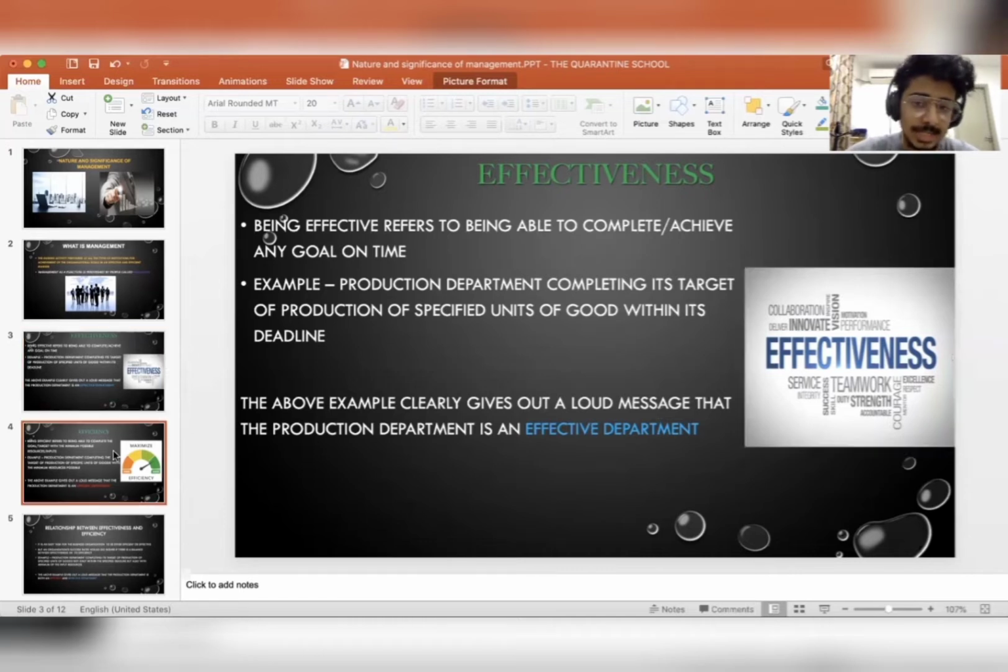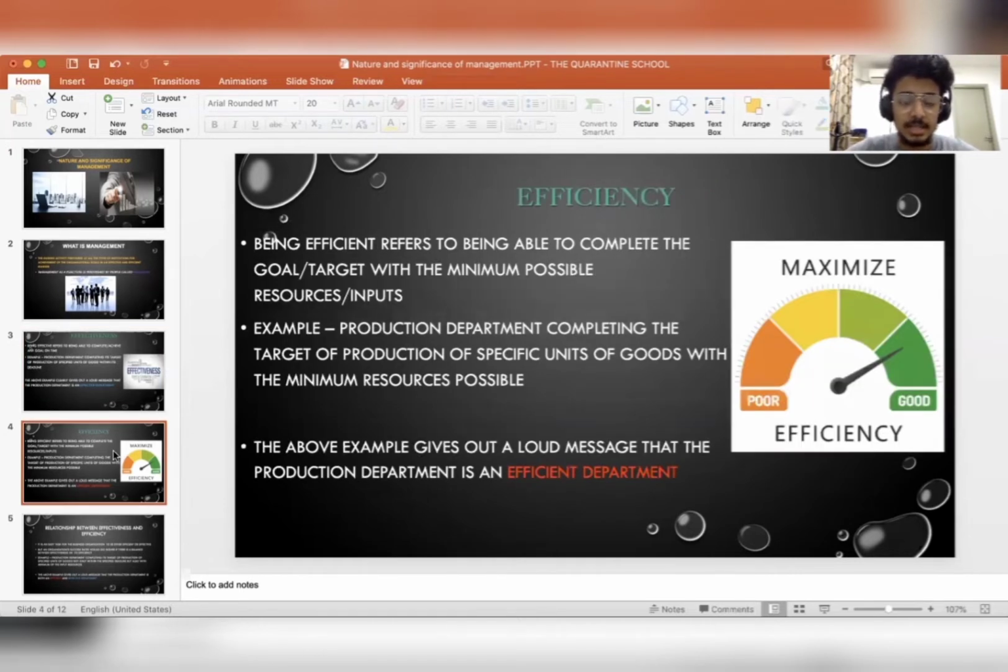Moving on to the next slide, efficiency. Now, efficiency is not related to time, but however, it refers to use of minimum inputs for the production purpose. So, being efficient refers to being able to complete the goal or target with the minimum possible resources or inputs.